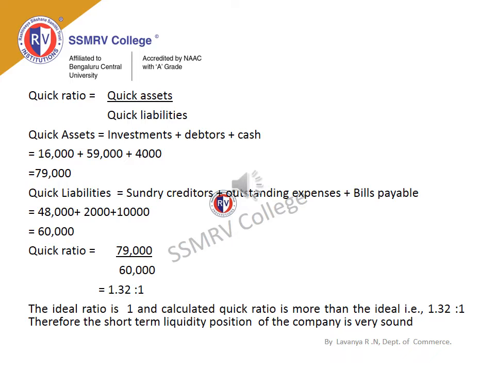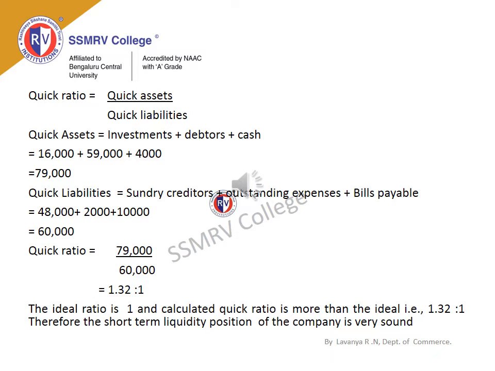Identify quick liabilities. Sundry creditors, outstanding expenses, bills payable are quick liabilities. And you are excluding bank overdraft because it cannot be repaid within a short period of time. Quick assets are 79,000. Quick liabilities are 60,000. Substitute the information in the formula and simplify it. Quick ratio is 1.32:1, and the ideal ratio for quick ratio is 1, and the calculated ratio is more than 1.